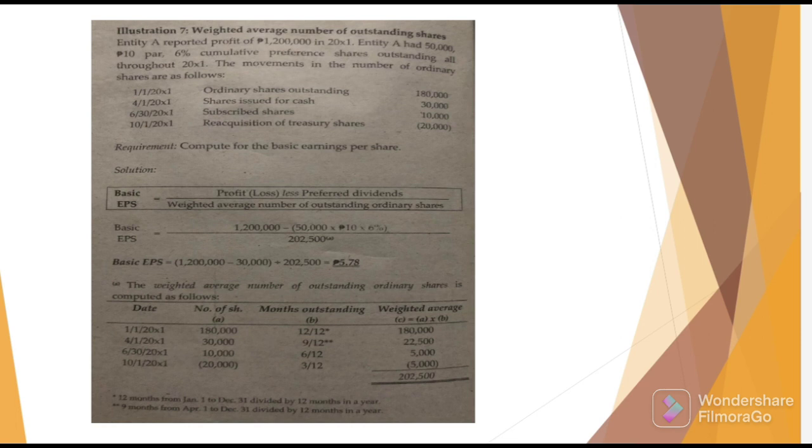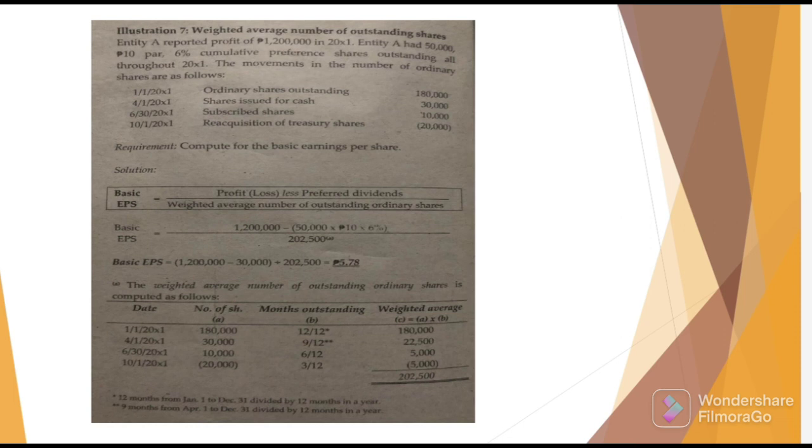Requirement is compute for the basic earnings per share. As you can see, ang given yung preference shares natin, pero yung ordinary shares is naka-breakdown. Ngayon, kukunin natin yung weighted average nitong ordinary shares para makuha yung basic earnings per share. Ang gagawin, ipapag-plus lang natin lahat, then kung ilang months outstanding yung ordinary shares, yun lang yung ipapag-plus, then i-weighted average or kukumputin yung average nun.